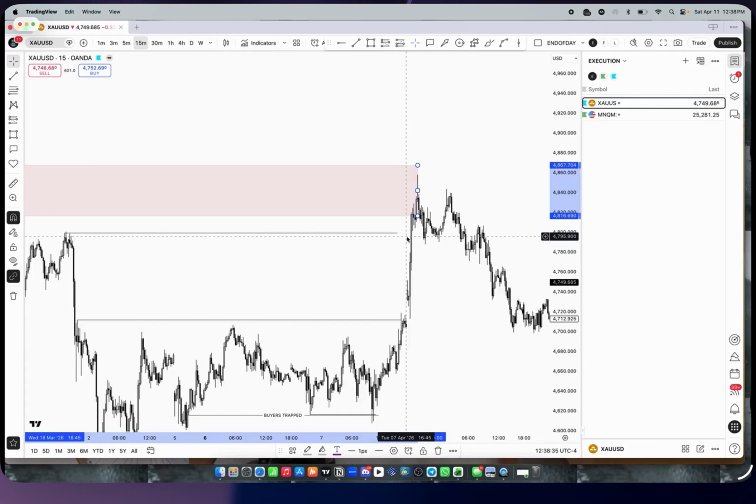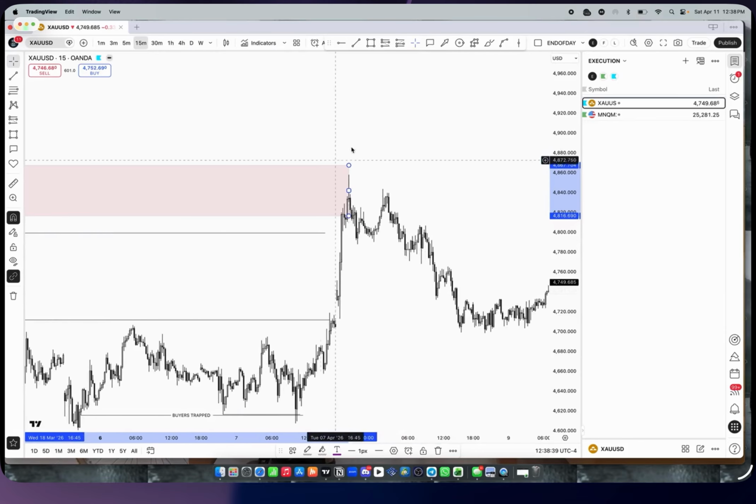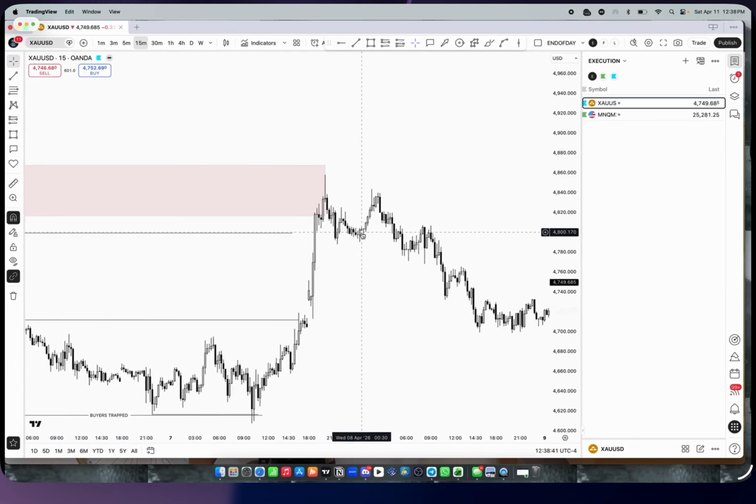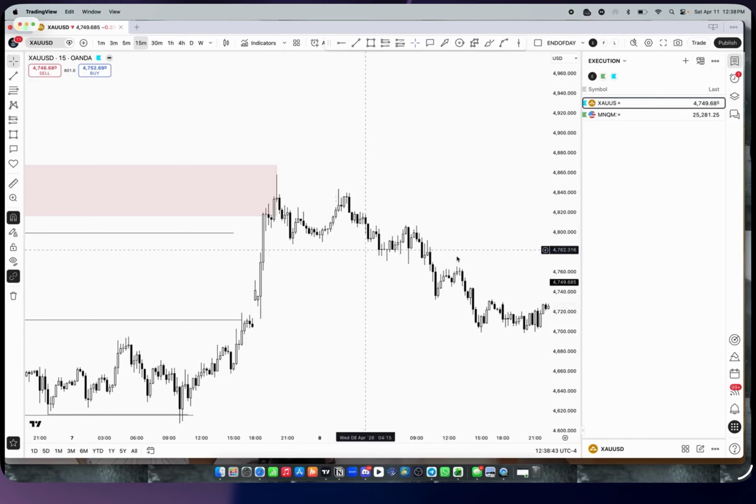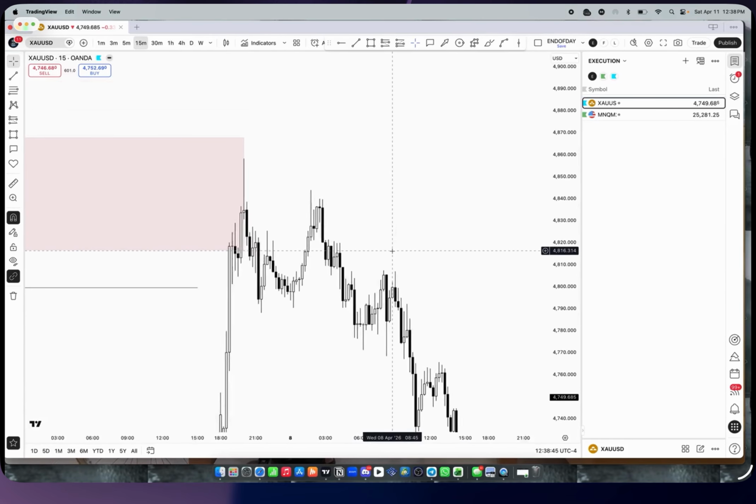We can anticipate us inducing sellers to engineer liquidity above these highs. So now let's break down this price action. Here's what we get.